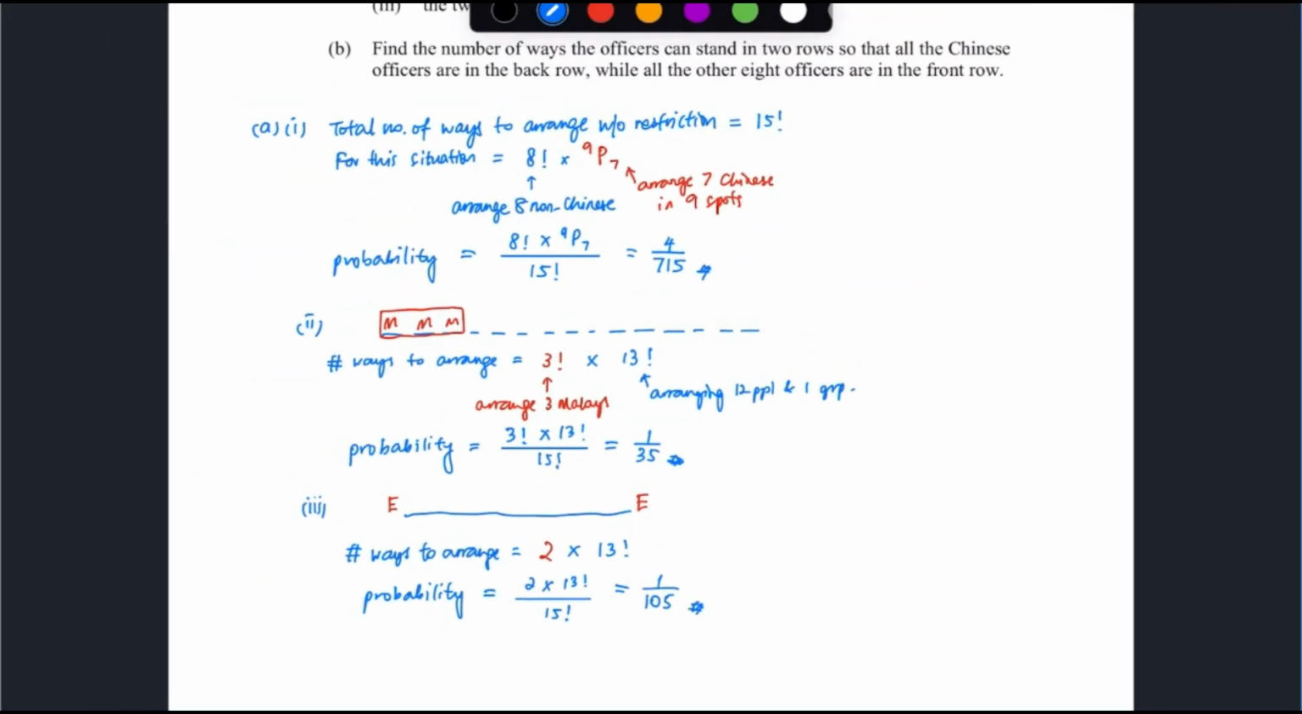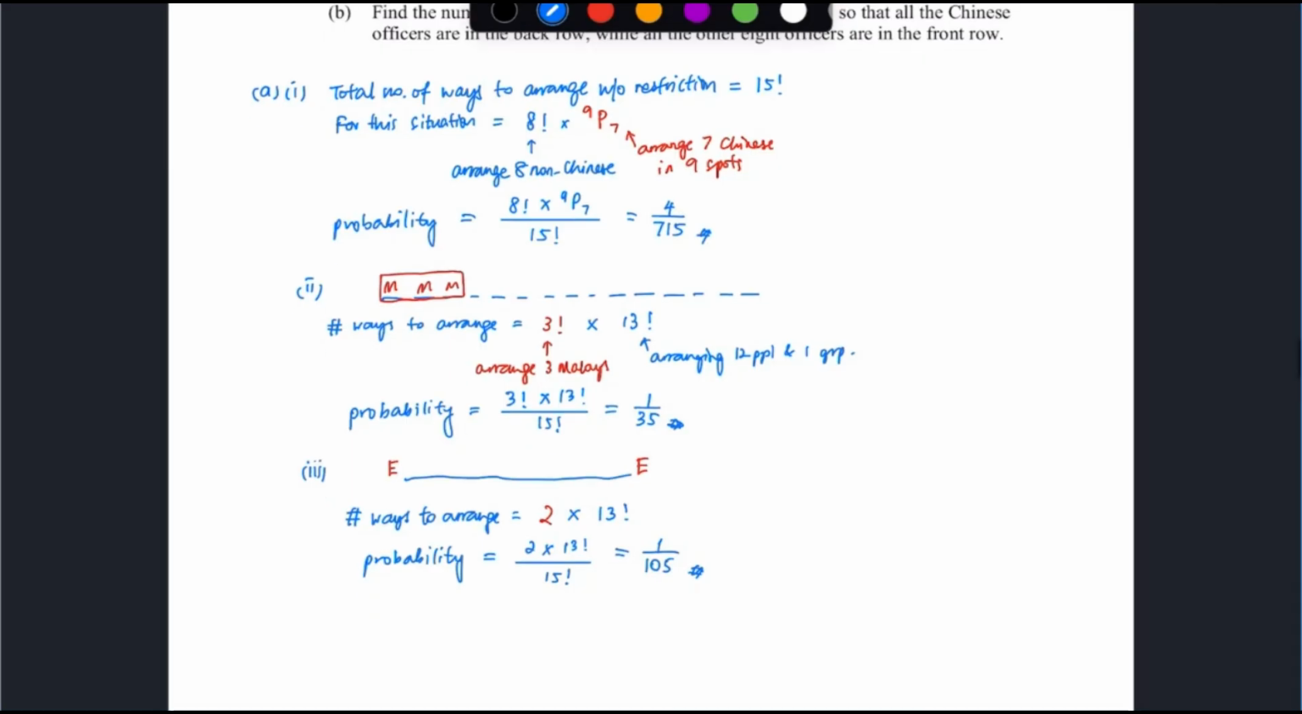Okay, last one, find the number of ways. So this one, part B, we are not looking for probability, we are looking for the number of ways that the officers can stand. So it's not a probability question. A is probability, but for this one, it's not probability already. Find the number of ways the officers can stand in 2 rows such that all the Chinese officers are in the back row, while all the other 8 officers are in the front row.